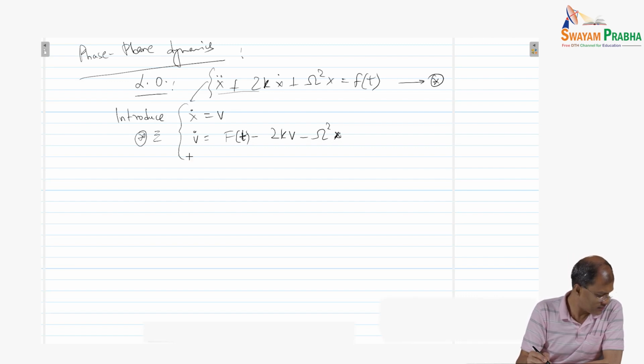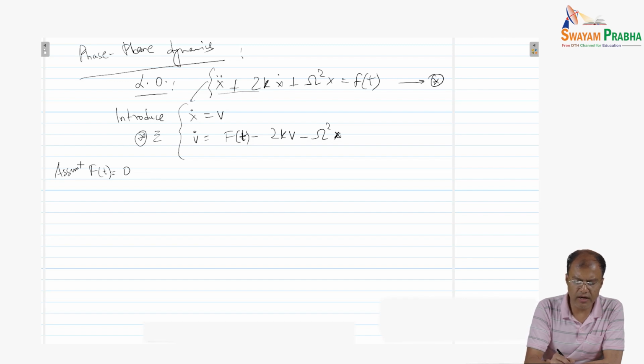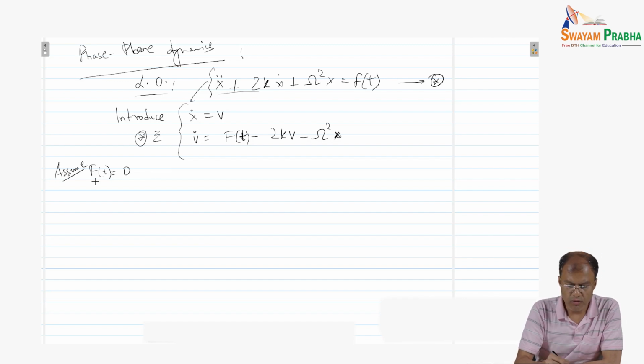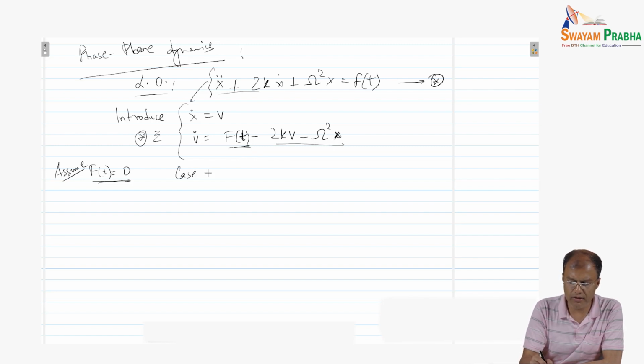Okay, so then we have that f of t is 0. So the idea is we are assuming an autonomous system. For an autonomous system, we assume that the forcing is 0 because there is no explicit time function on the right hand side. And then we can see that in this case, we will have three different cases of solution or the phase diagram. So case 1 is when k is 0.